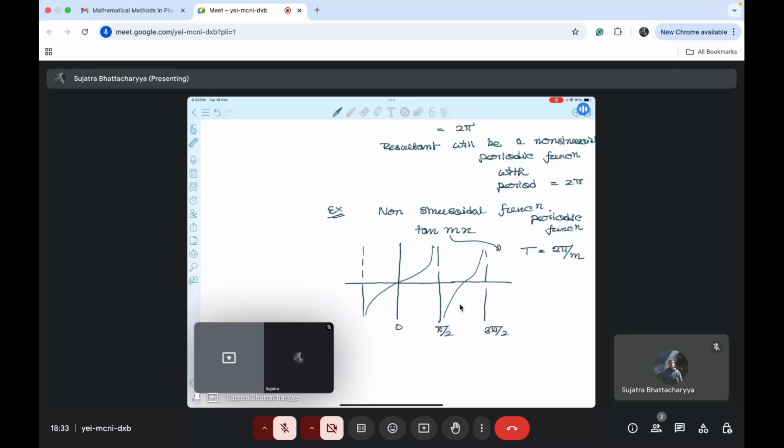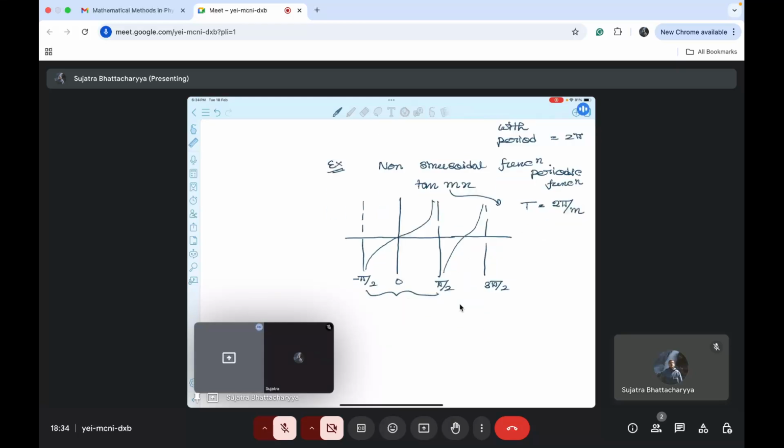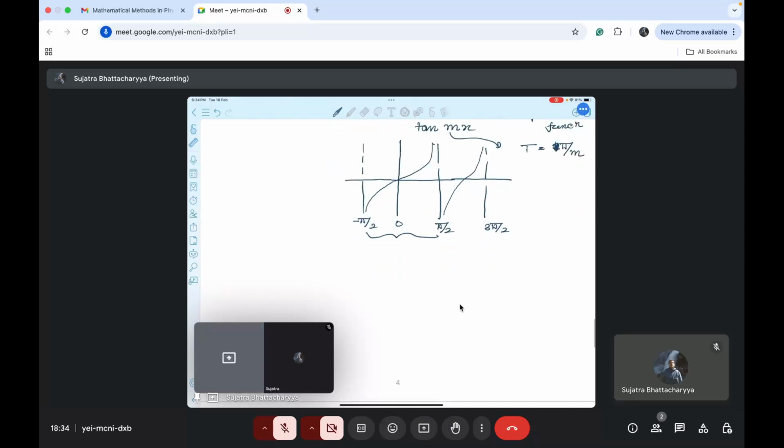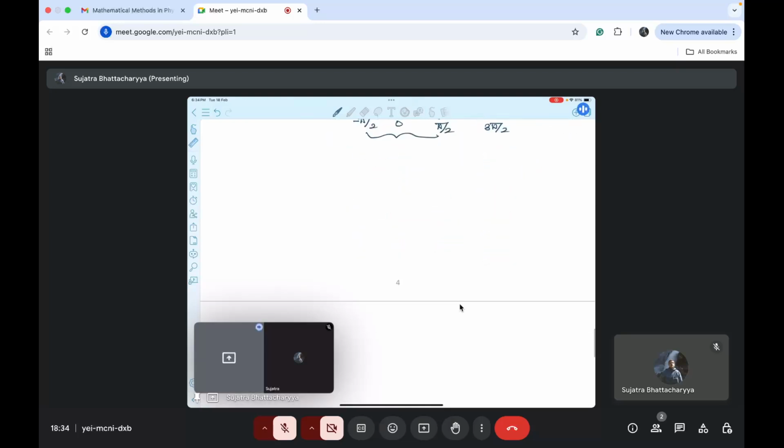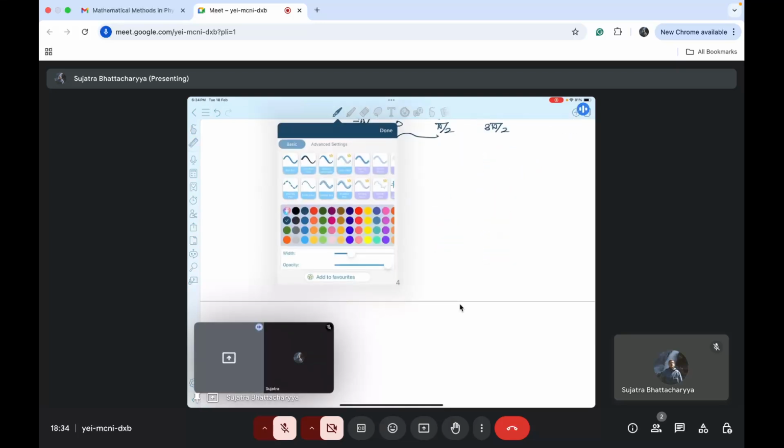This is 0, this is minus pi. So you can see that there is some kind of repetition of the function. This is another way of representing it. I think this will be some pi by n. Fine, these are some particular examples of the periodic function.